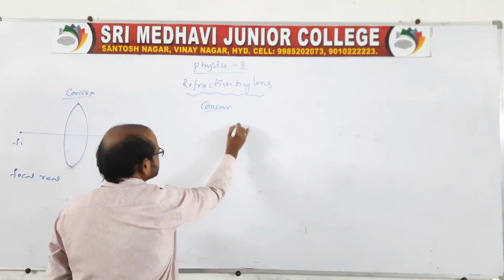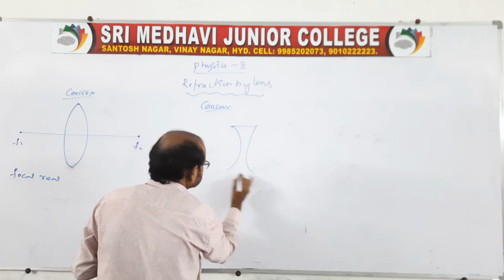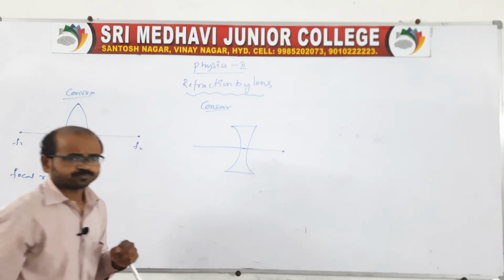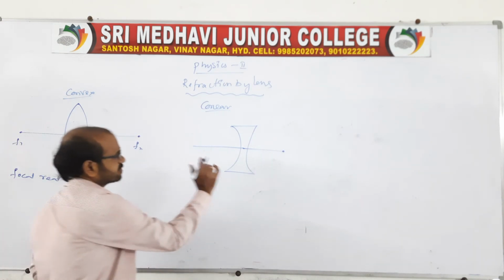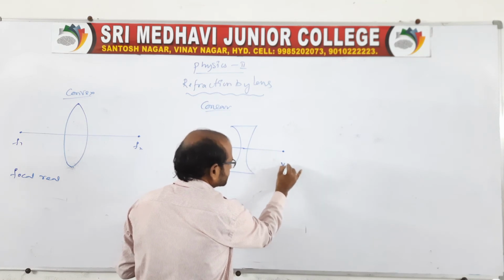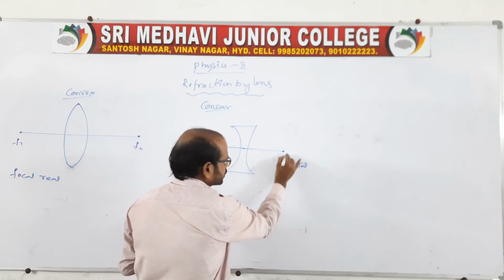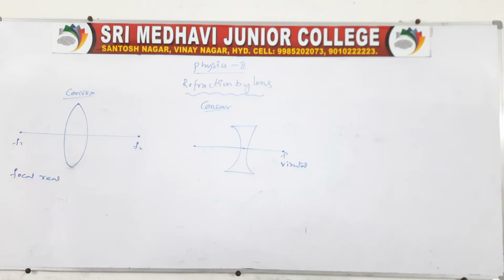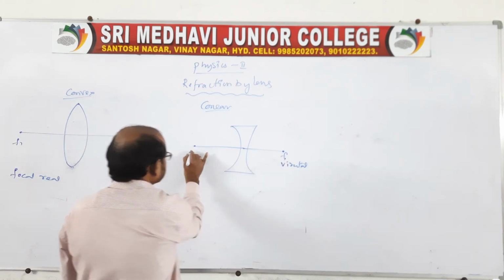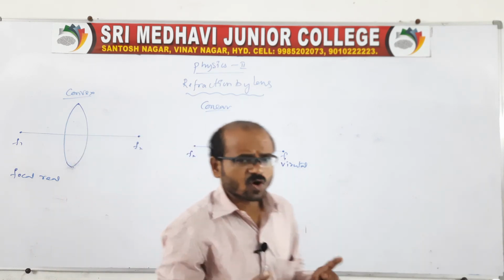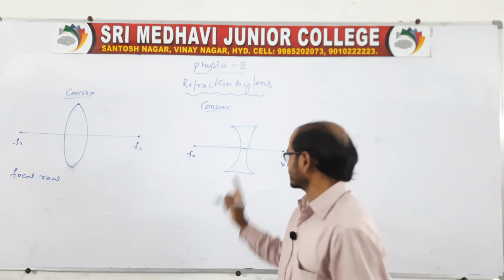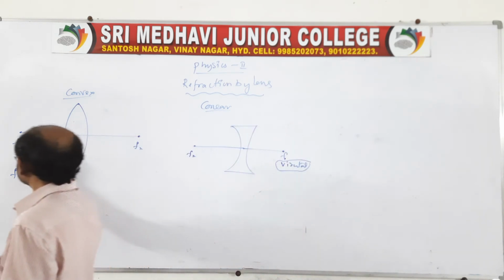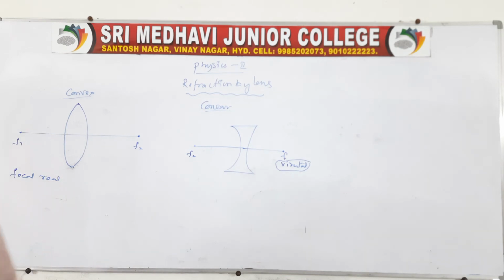For the concave lens, you take the concave surfaces, and for this also we have two focal points. But in case of a concave lens, the focal point will be virtual. It is F1 and it is F2. So there are two focal points. Very, very important: in case of a concave lens, the focal point is virtual, and in case of a convex lens, the focal point will be real.